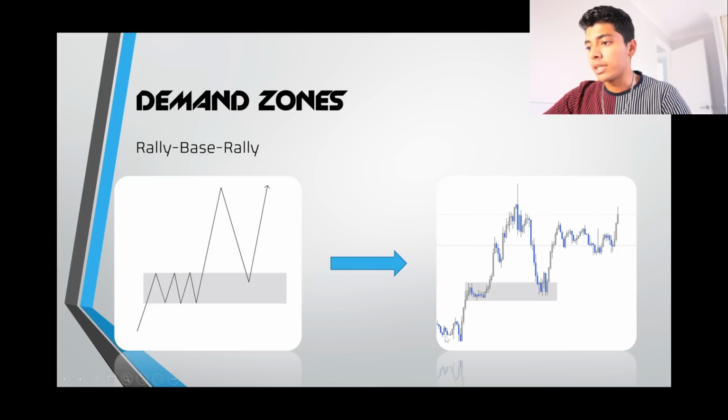So here we can see the price was down here before. What do we see price do? Price pushed up, price rallied up, and then it consolidated, which is our base, and then it had another rally. And after that rally, what did we see happen? We saw that price came back into our demand zone, it mitigated it, and then it reversed off again. So that is our rally, base, rally structure.